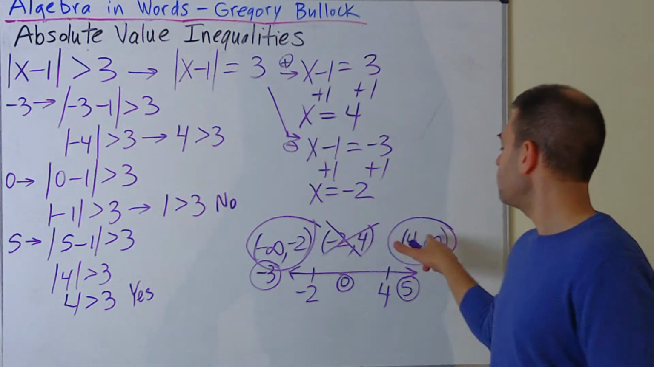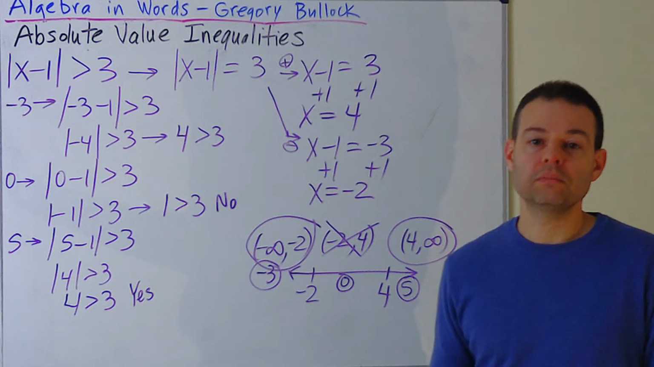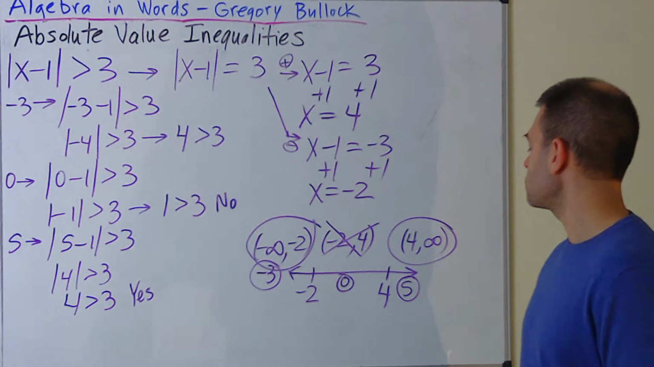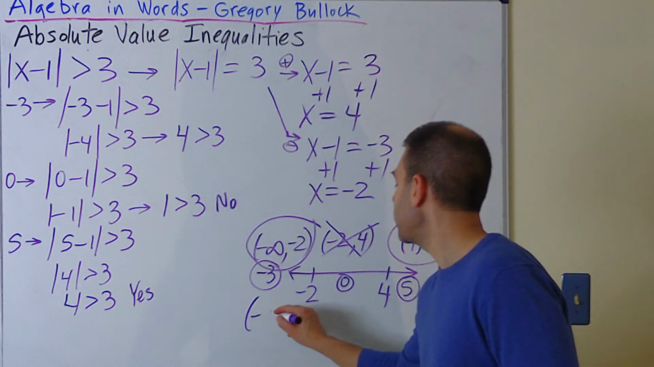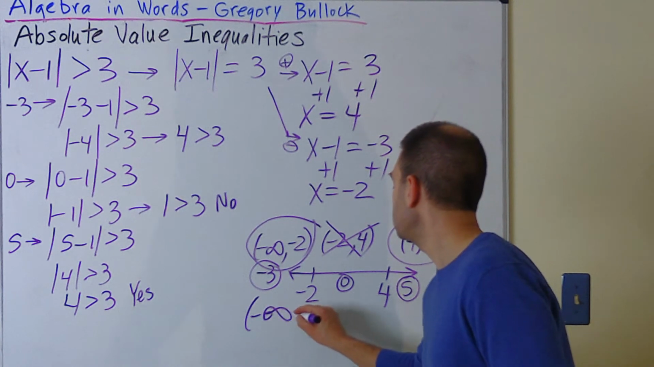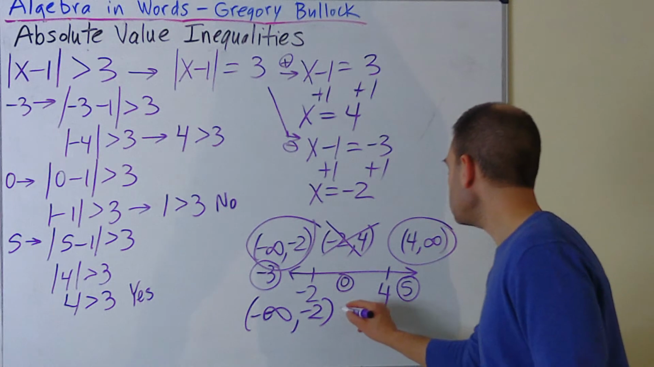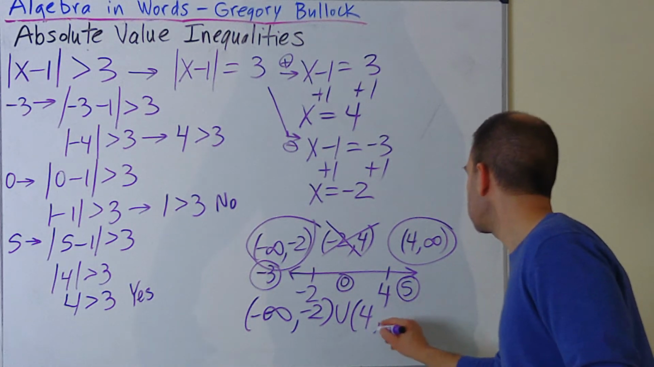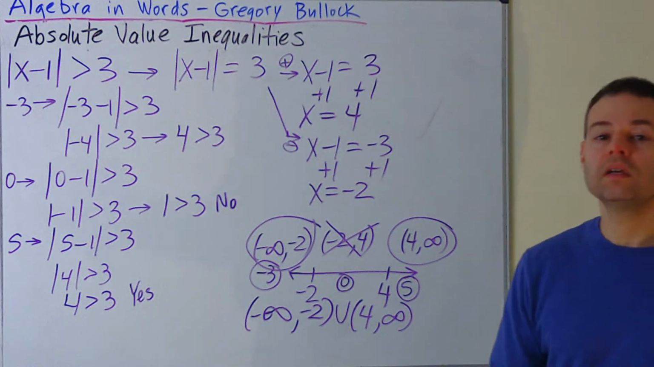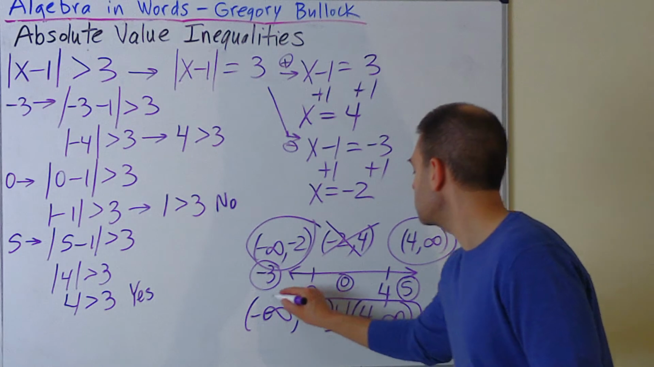Now, since we have two regions, put a U for union between them for the final answer. So let's see if I can fit that in below here. Parenthesis negative infinity, comma negative 2, union 4, comma infinity, parenthesis. And let me circle that so you can see it.